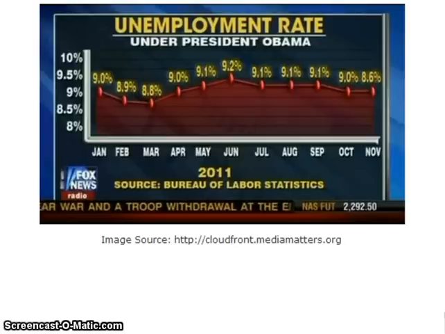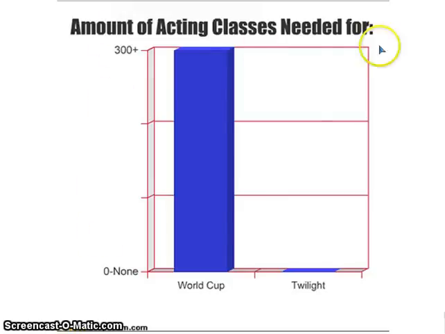Okay. All right. I wanted to put this one at you and have you look at it and tell me what it is that you think is wrong about it. Okay? I'm going to ask this question whenever you come into class. And then I have one more graph for you, and it's mainly just for fun. But the amount of acting classes needed for the World Cup, 300 plus, and to be in the movie Twilight, absolutely none.